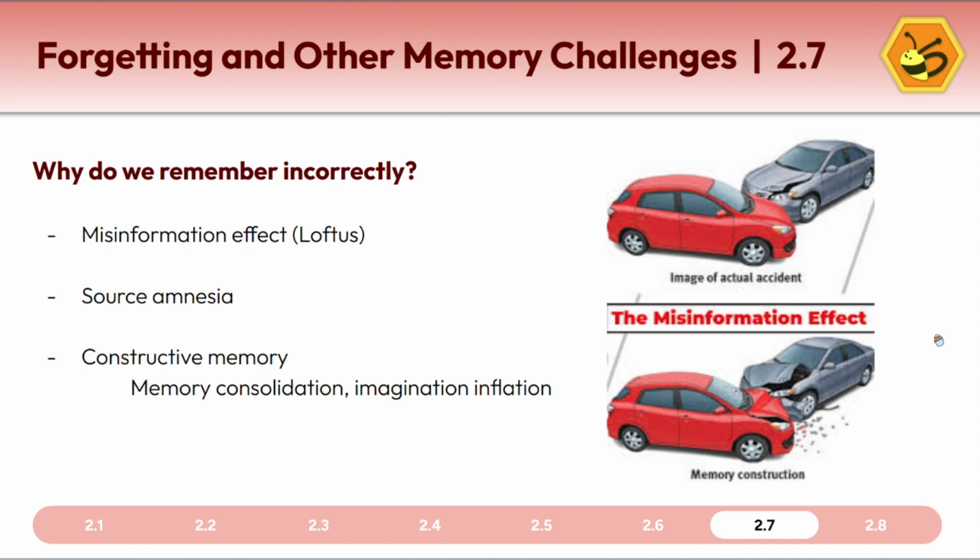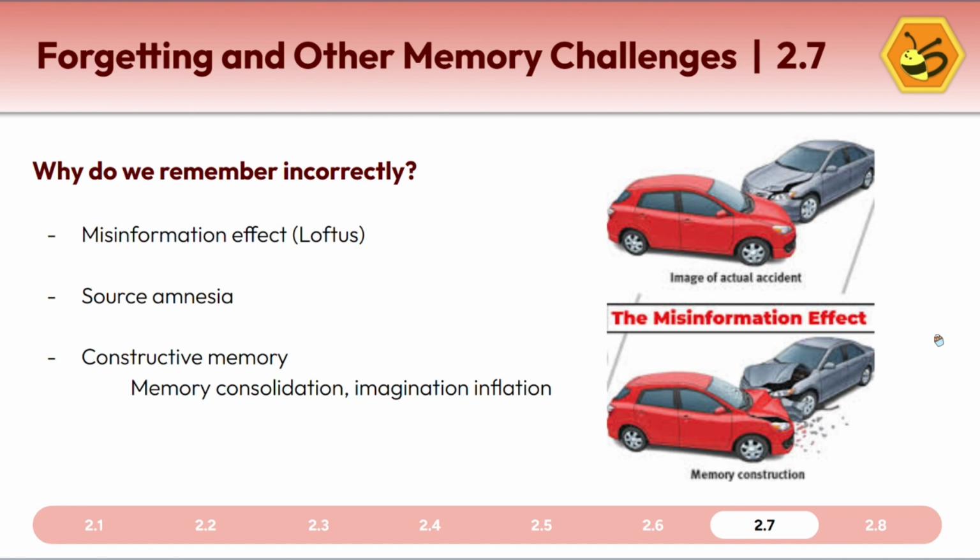So sometimes we remember information, but we remember it incorrectly. The misinformation effect is proposed by Elizabeth Loftus in her car crash study. It tells us that if we're presented with misleading or inaccurate information after an event, that can alter our memory of the event, even if we didn't mean it to. Like, we don't mean to lie, it just literally warped our memory.